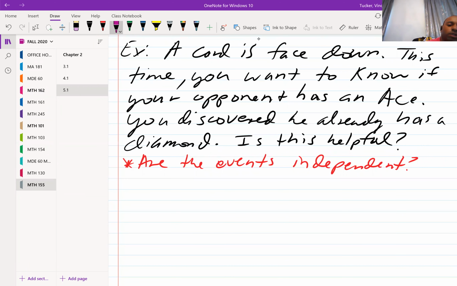All right, so once again, we're looking at the probability of knowing a card, given that you already know a card. So we want to know what's the probability of getting an ace if you already know that the person has a diamond.